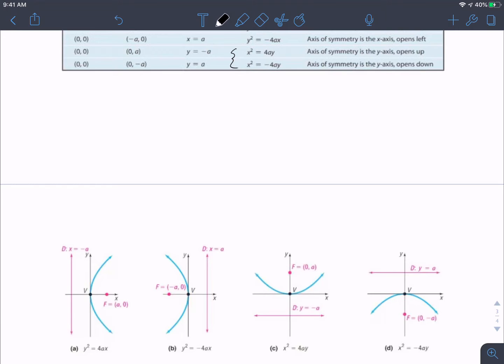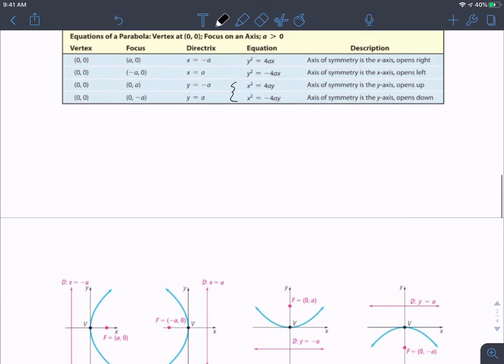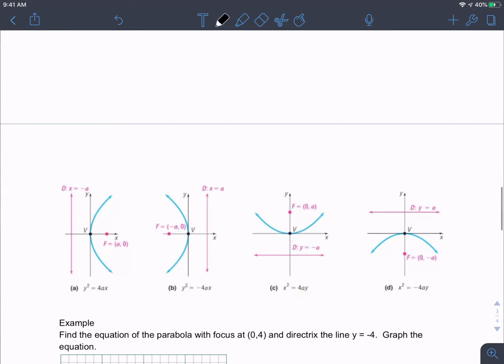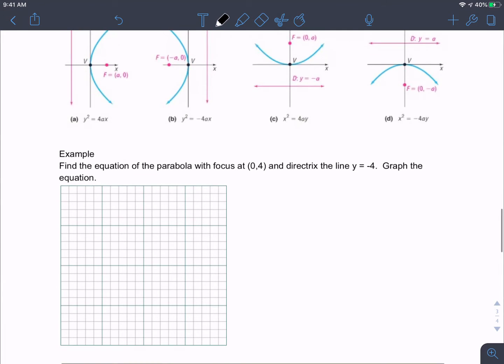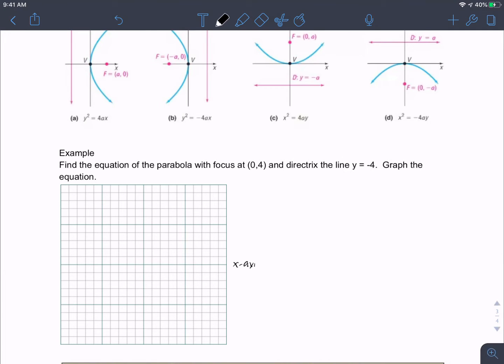So my a is positive, my 4a is positive for example A, it opens to the right. For B, you can see the 4a has a negative value, so it opens to the left. When x squared is equal to 4ay, it opens up, and when x squared is equal to negative 4ay, it opens down. And so those are the 4 examples or demonstrations of what it's going to look like, just breaking down this chart in terms of a picture. So let me go ahead and use that information to graph another example for you.